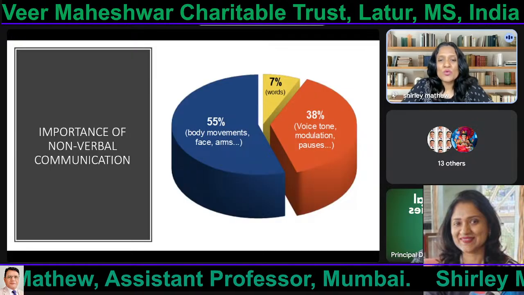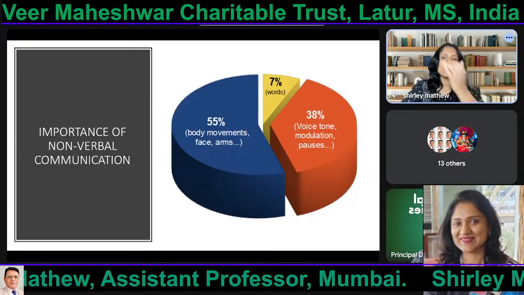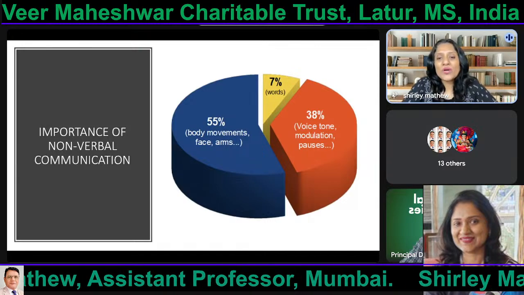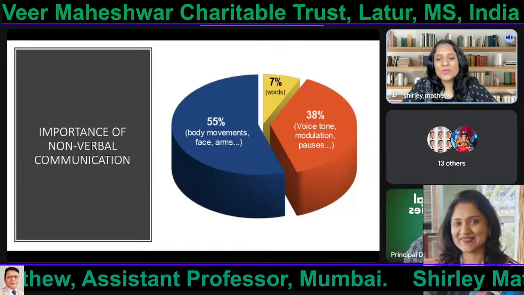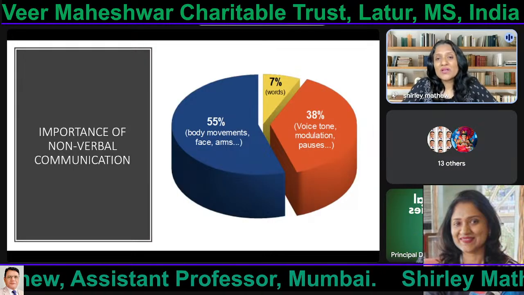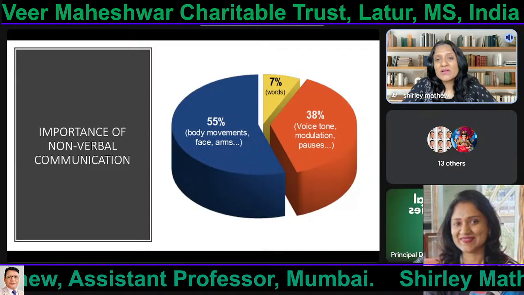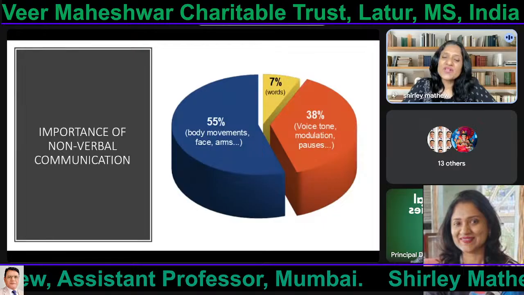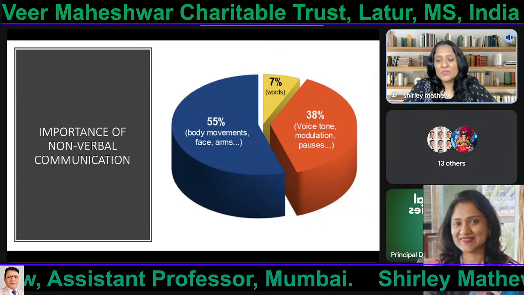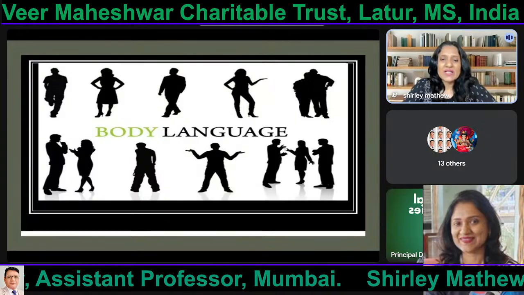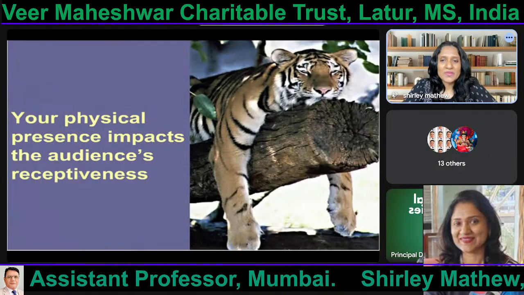So, what we are looking at today is online communication. I'm specifically looking at the body language, the 55% part, which is very difficult to recreate in this kind of an online setup. So I'm looking at how this 55% can be used effectively in online communication. So when we look at body language, what are the different aspects of body language?